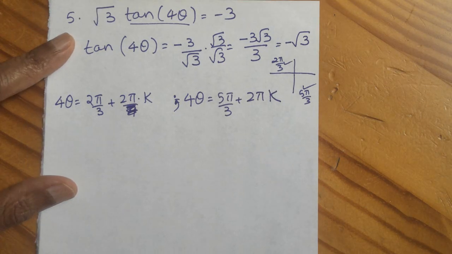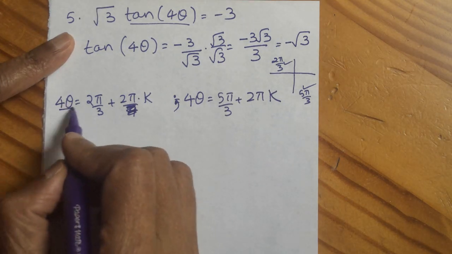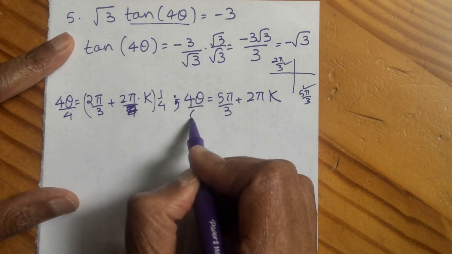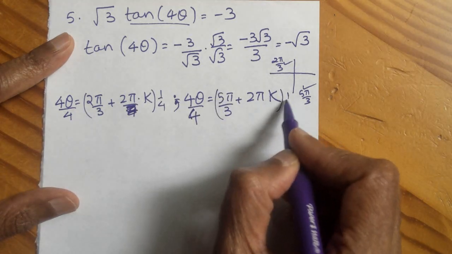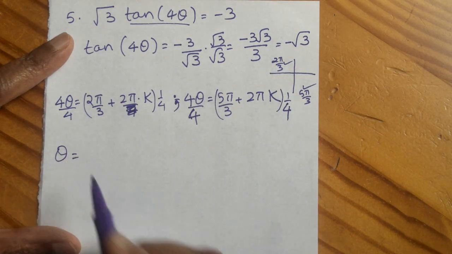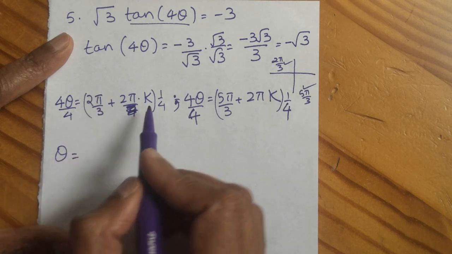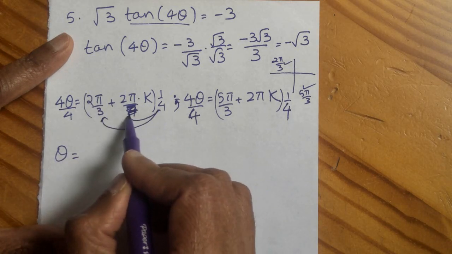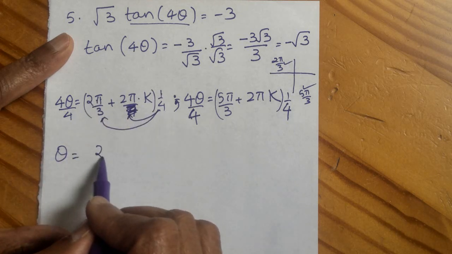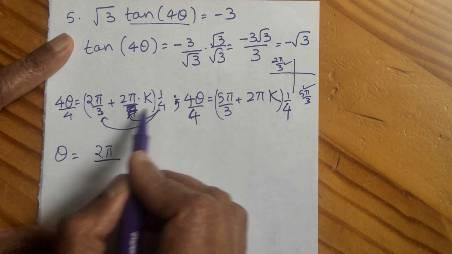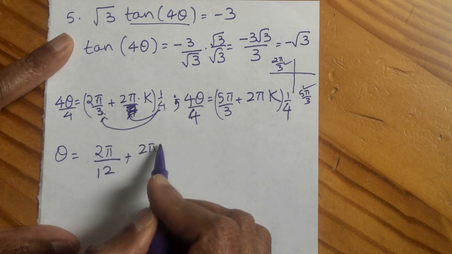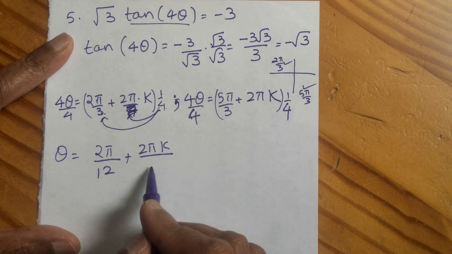Alright. Now my goal is to get theta by itself. So I divide both sides by 4 or multiply by 1/4, so they are the same thing. Right? So this becomes theta, which is getting to my goal. And so you distribute this to both the terms. So 2 pi times 1 is 2 pi, but you have to multiply the denominators, 3 times 4 is 12. Plus 2 pi k times 1, and then the denominator 4 times 1 is 4.